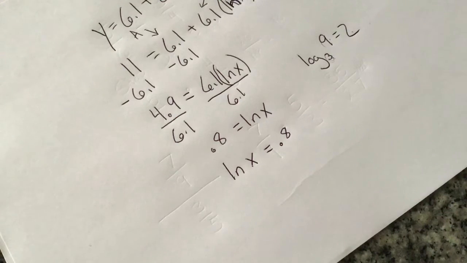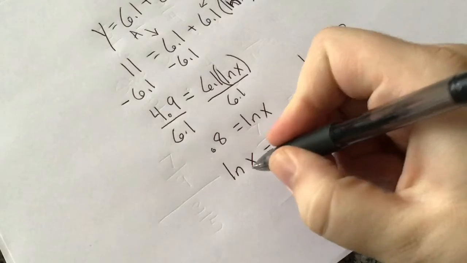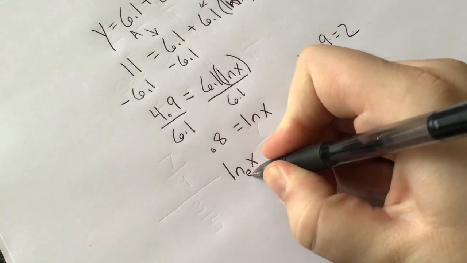However, its base is a little bit different. Sometimes when we don't see a base with a logarithm, it's considered base 10. That's called the common log. But this is actually the natural log. So it has a base of, get this, e.